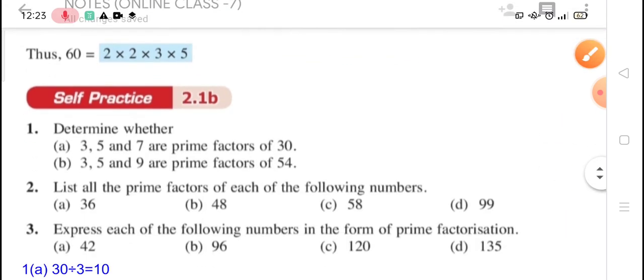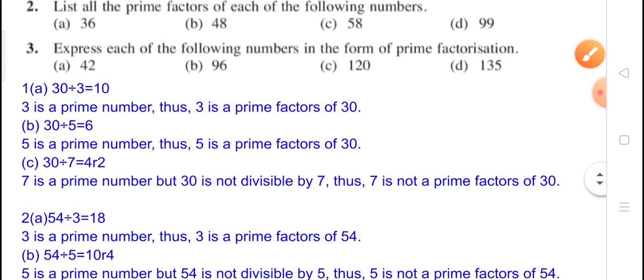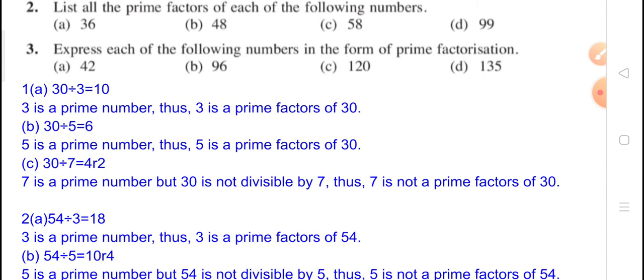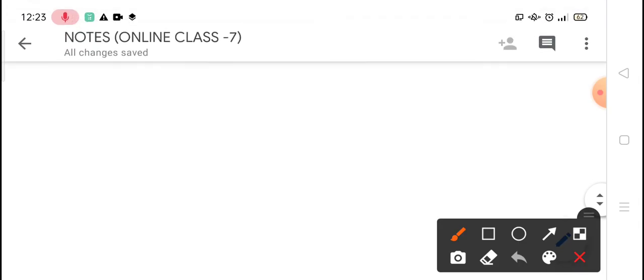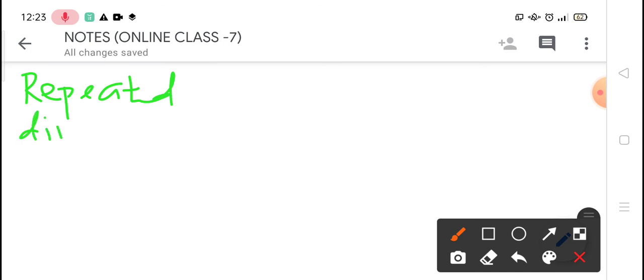Okay, so now we have a look at self-practice question 3. Express each of the following numbers in the form of prime factorization. Okay, I will try question A, 42. So firstly, I do repeated division. I show you repeated division, how we do it. So for the first method, I perform the prime factorization by doing repeated division.